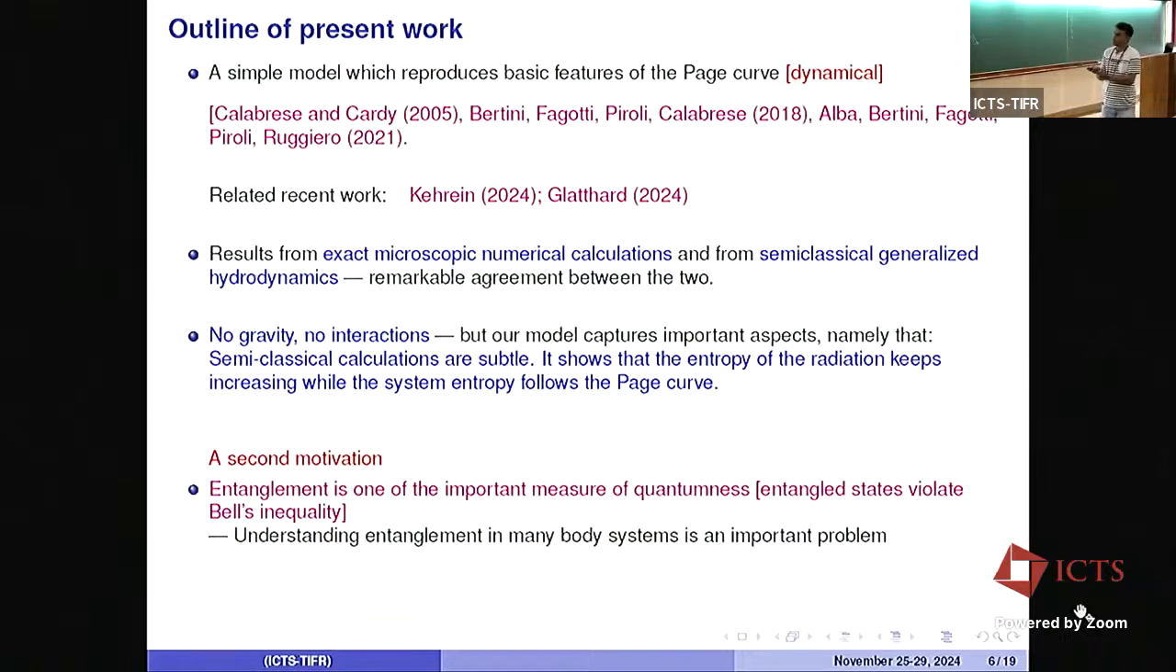A second motivation, which was clear from the earlier talks by Yuval and Rajdeep, is that entanglement is one of the important measures of quantumness, and understanding it in many-body systems is an important problem. But even understanding it in very simple non-interacting problems is quite non-trivial, I think.